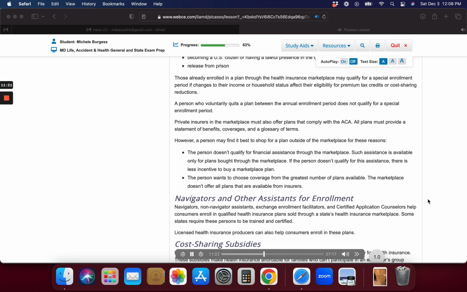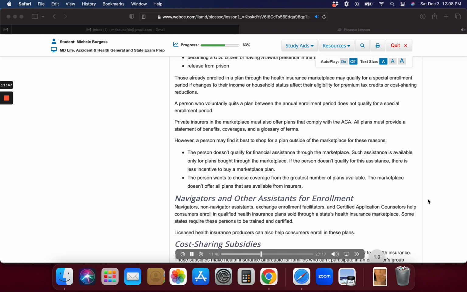Navigators and other assistance for enrollment. Navigators, non-navigator assistants, exchange enrollment facilitators, and certified application counselors help consumers enroll in qualified health insurance plans sold through a state's health insurance marketplace. Some states require these persons to be trained and certified. Licensed health insurance producers can also help consumers enroll in these plans.